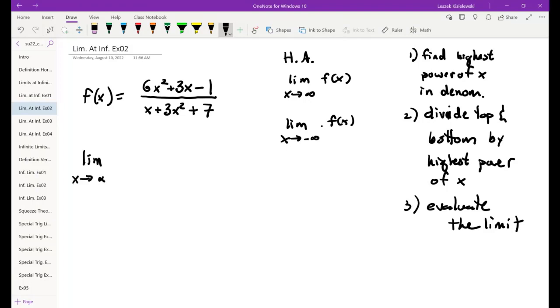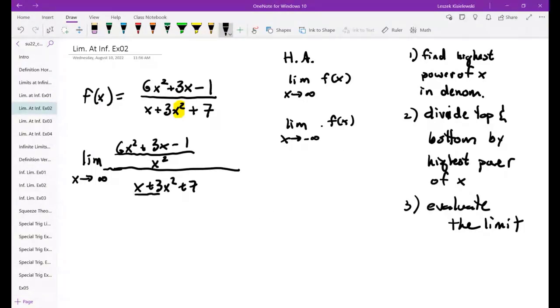So let's find the limit as x goes to positive infinity. And I see that the highest power of x in the denominator is x squared. So I'll go ahead and divide the top and bottom by x squared. Now, how do we know that we're not dividing by 0, by the way? Right? That's the one thing we can't divide by is 0. So how do we know that x is not 0? How do we know that when dividing by x squared, we're not dividing by 0?